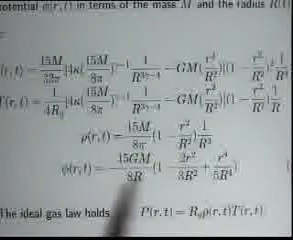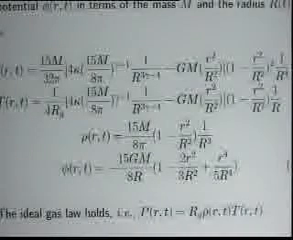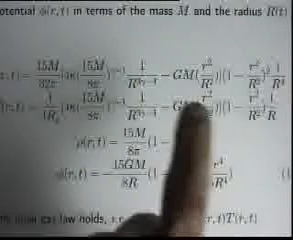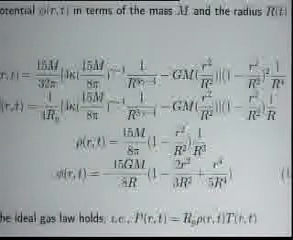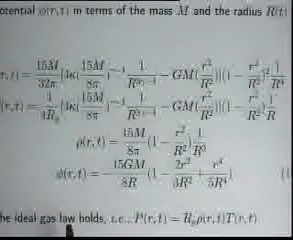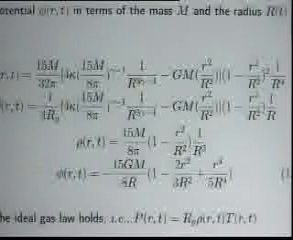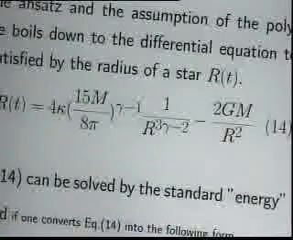With the ansatz and the assumption of polytrope at the center, and many trials and errors, I was able to obtain the pressure, temperature, density and potential in terms of mass m and radius of a star in this compact form, equation 13. As you can see here, the ideal gas law holds. Also, the constants A and B of the ansatz are determined. And the radius R at time t should obey this differential equation, equation 14.